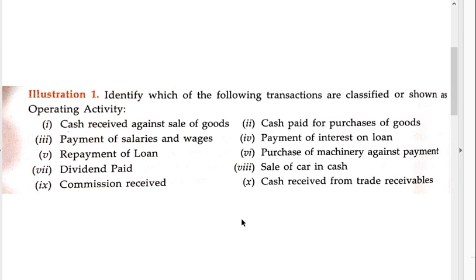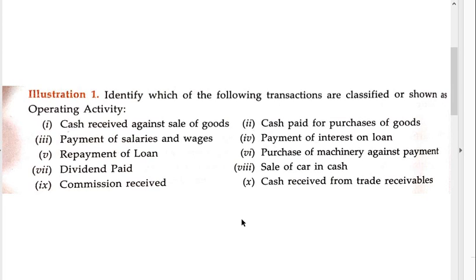Is sale of car a routine activity? See, here it is important to understand the nature. If the person is a car dealer, then sale of car in cash will be an operating activity for that person, right? If you go to a Maruti showroom, what is their main business? Selling cars, right? Then sale of car in cash will be an operating activity for a car dealer, but not for a business person, right?